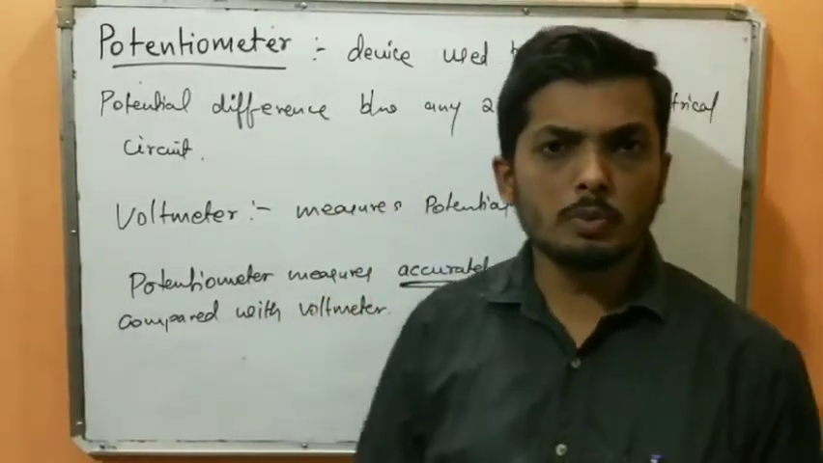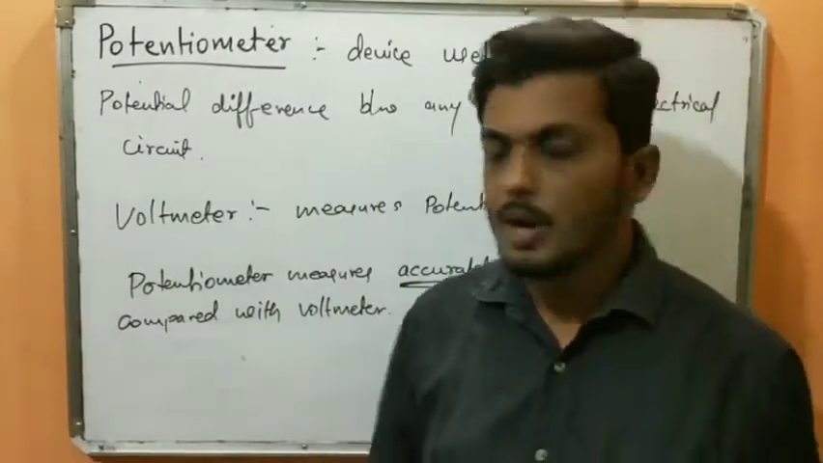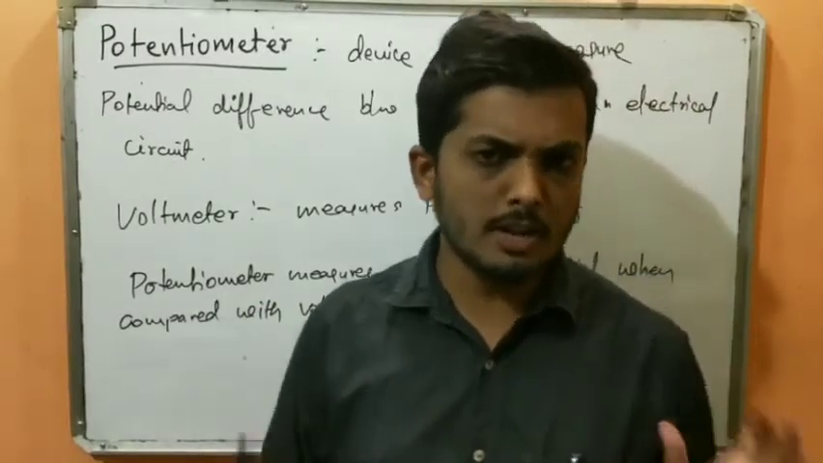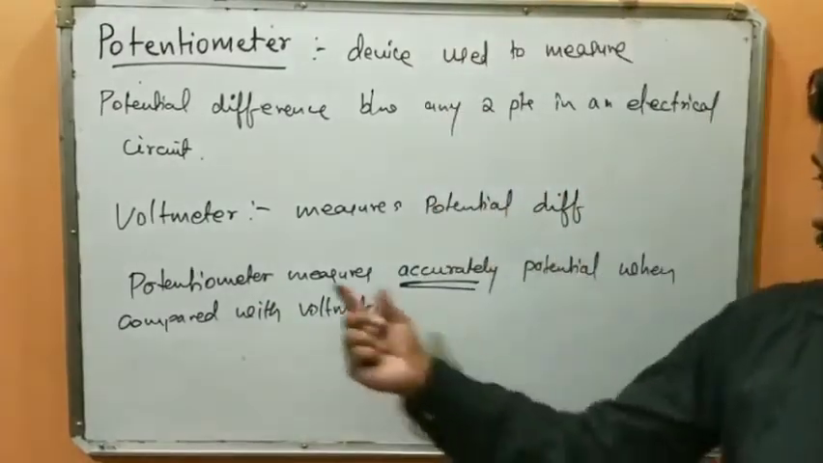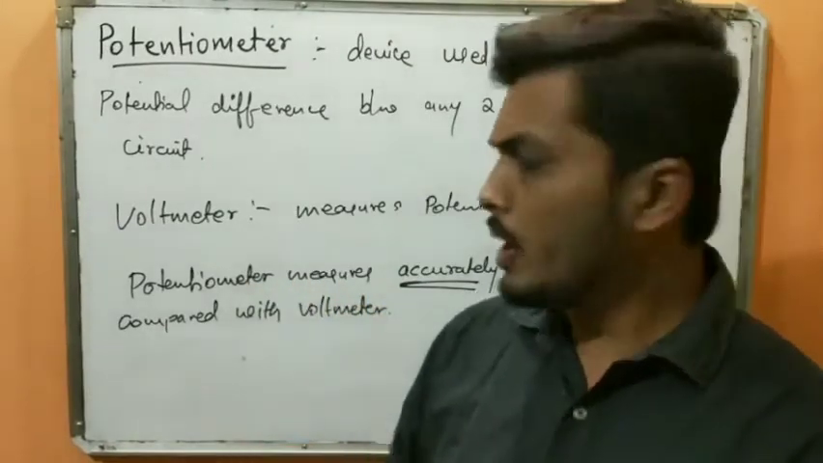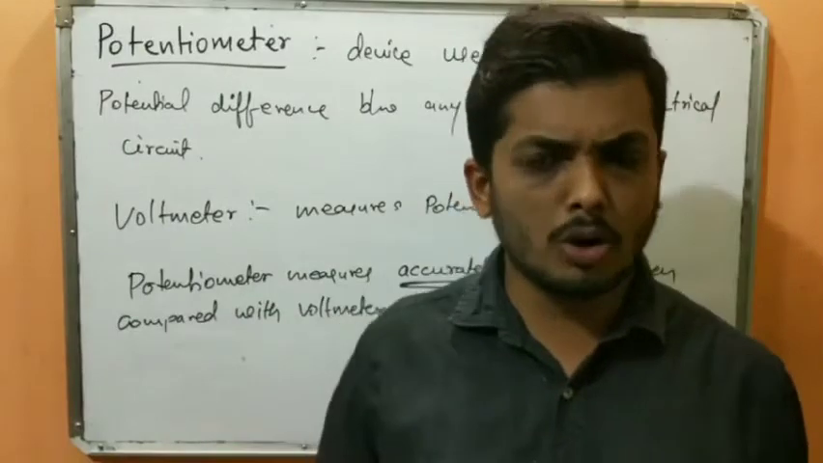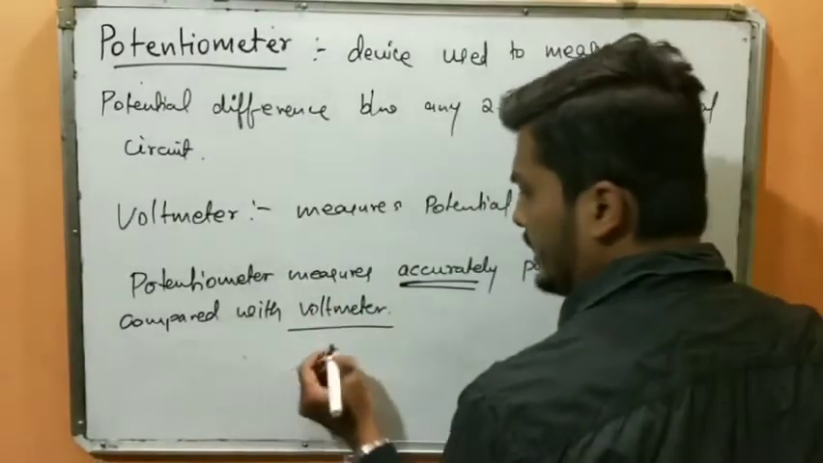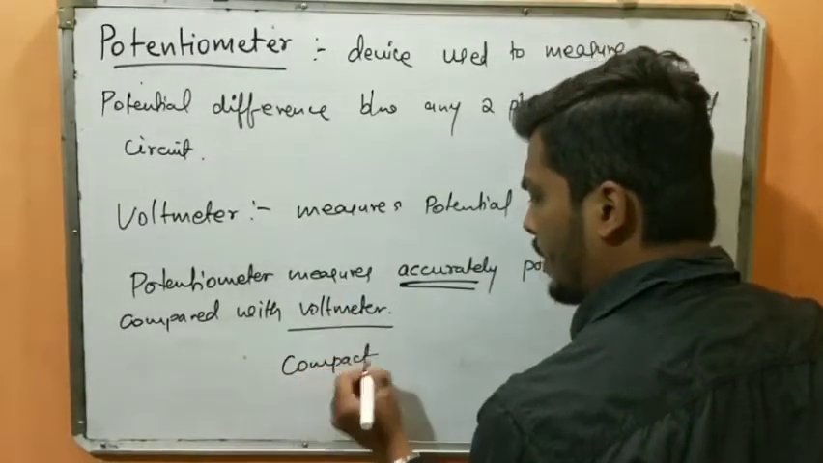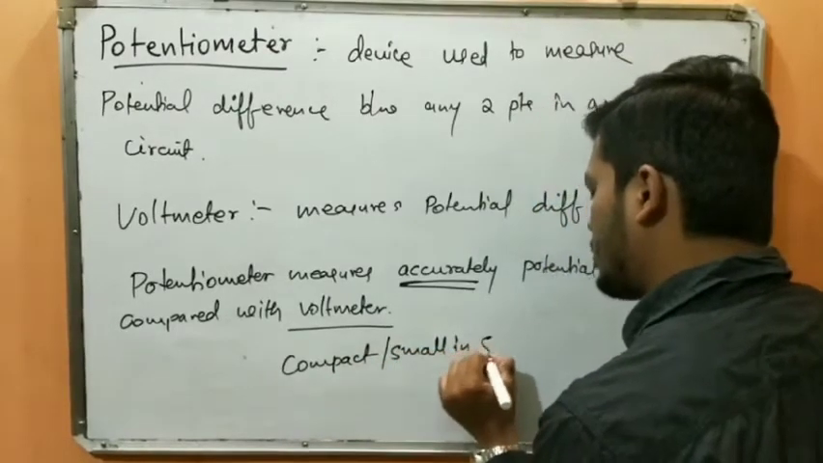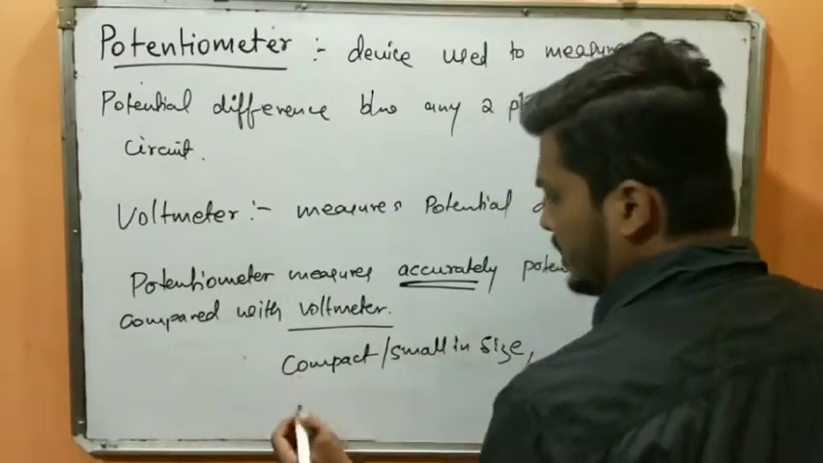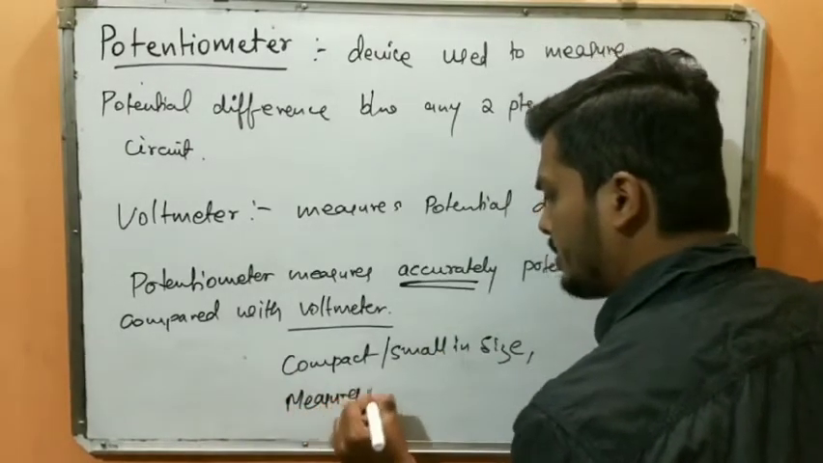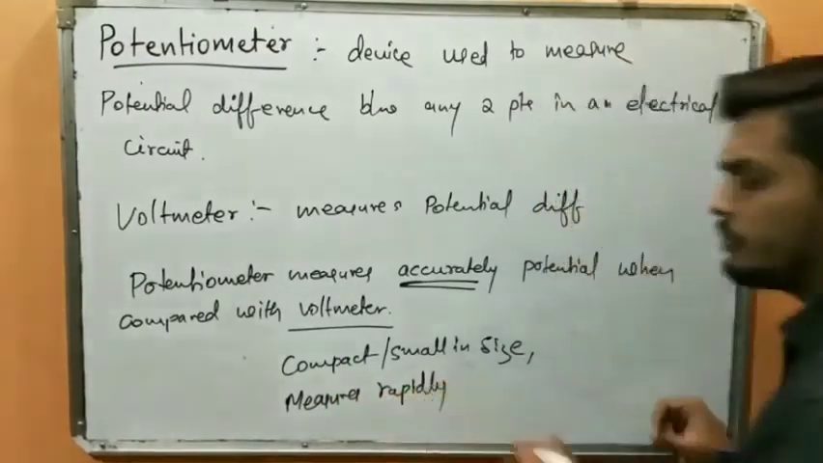But the problem with the potentiometer is that it is quite large in shape compared to the voltmeter. The voltmeter is very compact, very small in size, and you can easily carry it in your pocket. The potentiometer is a huge thing, similar to the meter bridge you have seen. I'll tell you exactly how it looks. The advantages of the voltmeter are that it is compact, small in size, and it measures quickly, so you get a result very soon.